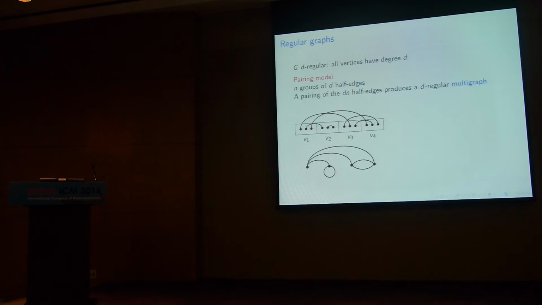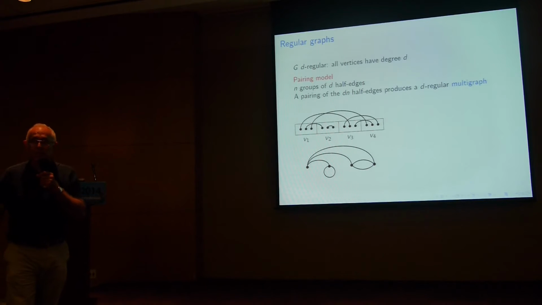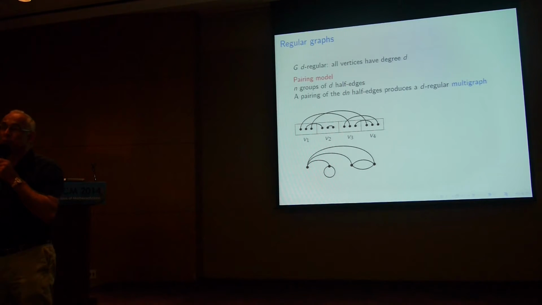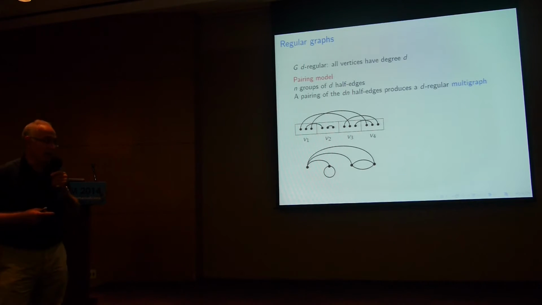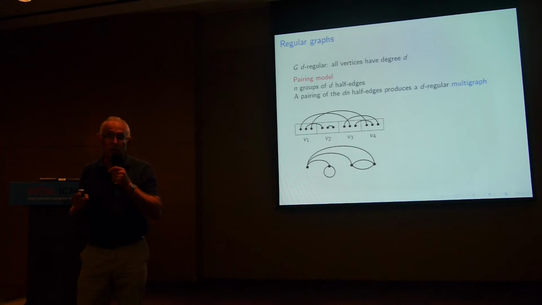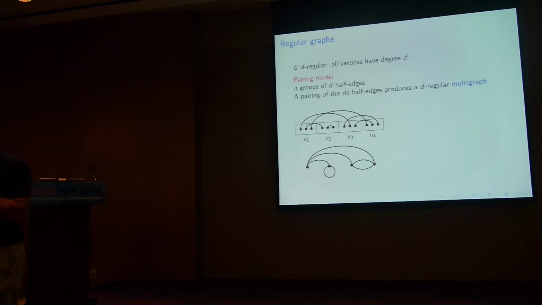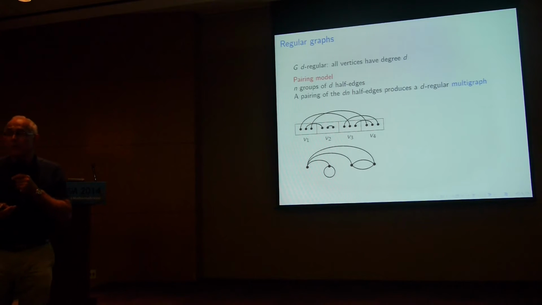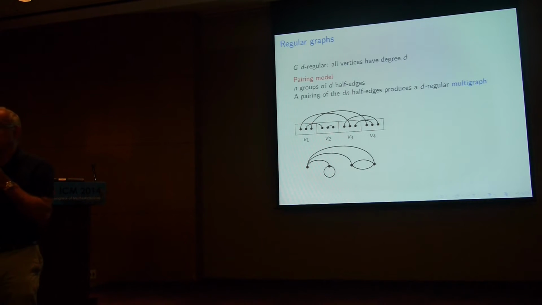So as I said, is the microphone okay? Yeah. As I said, a graph is regular if all the vertices have degree d. And then about 30 years ago, or maybe more, a nice model came up for analyzing random regular graphs. This is the pairing model, sometimes also called the configuration model.